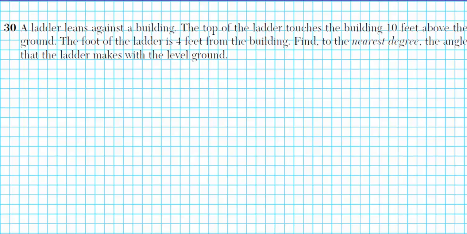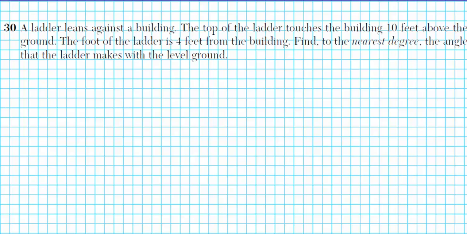It reads, a ladder leans against a building. The top of the ladder touches the building 10 feet above the ground. The foot of the ladder is 4 feet from the building. Question, find to the nearest degree the angle that the ladder makes with the level ground.